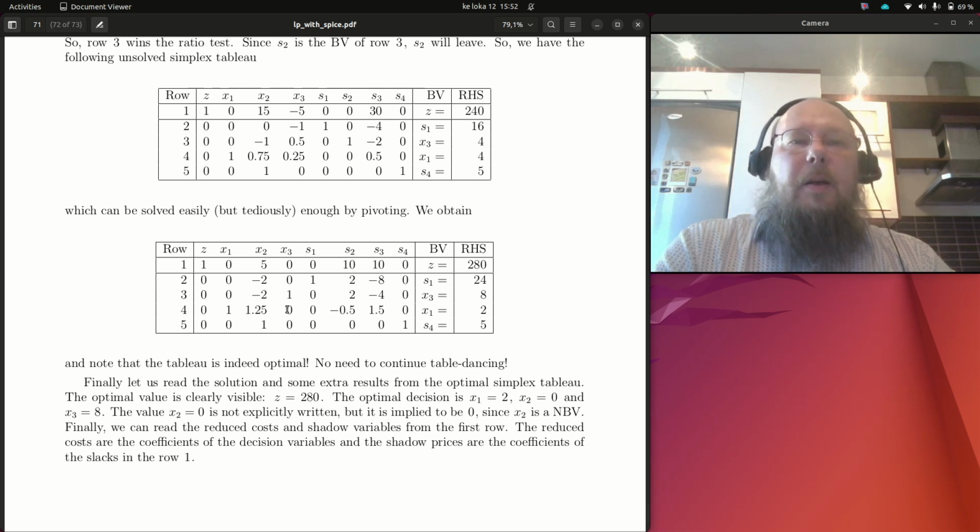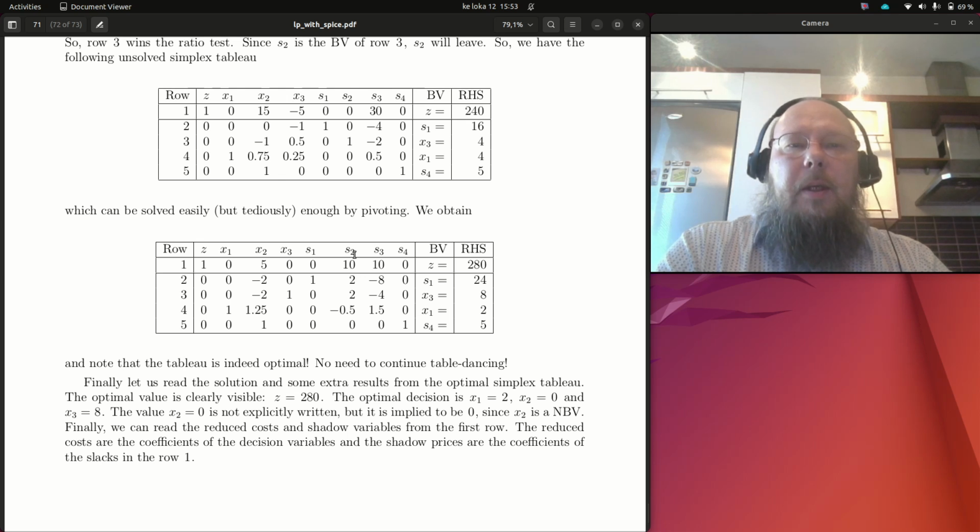And let's see now, is this optimal? So what are the non-basic variables? X1 it's basic. X2 doesn't appear here, so it's non-basic. It has positive coefficient, that's fine. X3 is basic. S1 is basic.